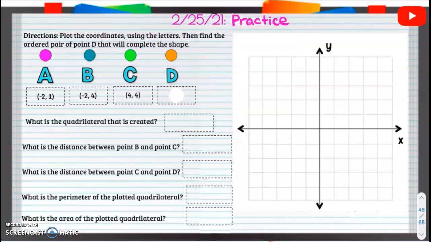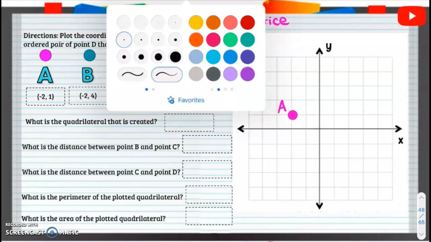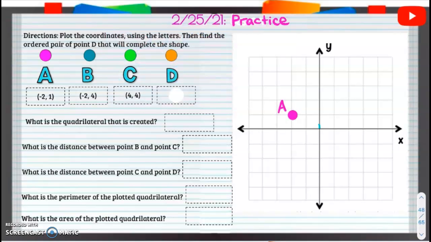First one, A. -2, +1. We start at 0, -1, -2, +1. So here we are up here. This is where A is. All right, now B. -2, -1, -2, +4. 1, 2, 3, 4. So there's where B is.